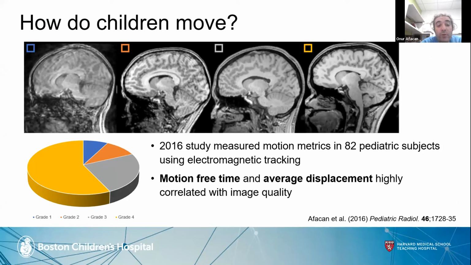Then we looked at correlations between how the children move and the image quality. One of the first conclusions is that 18% of the cases that we imaged would require an extra sedation step, so the images were completely undiagnostic. Another conclusion was that motion-free time and average displacement were the 2 metrics that highly correlated with the outcome.